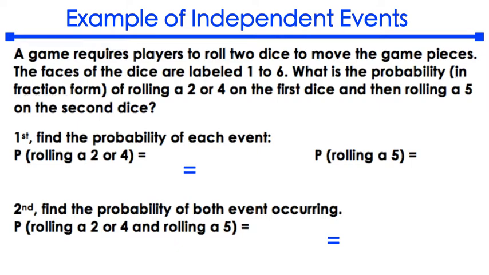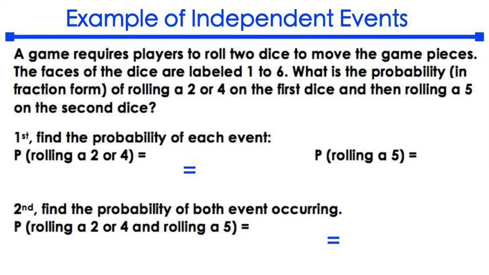In this question, it says that a game requires players to roll 2 dice in order to move the game pieces. The dice are labeled 1 through 6. What is the probability of rolling a 2 or a 4 on the first dice? So that would represent event A. And then rolling a 5 on the second dice, which is considered event B.